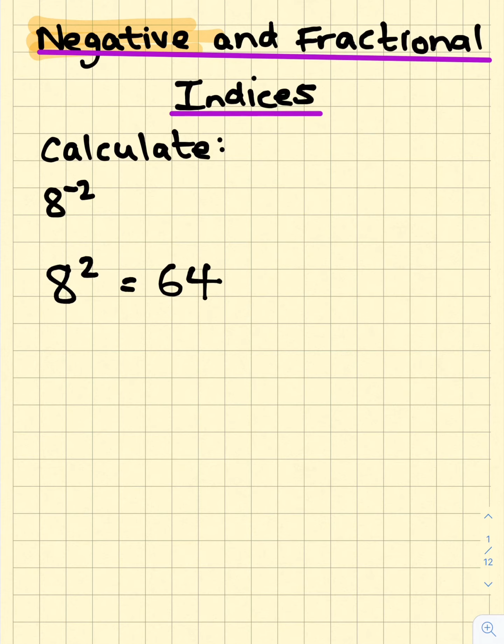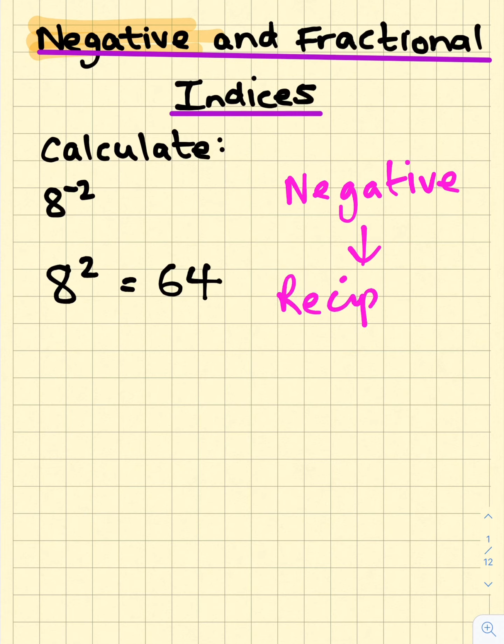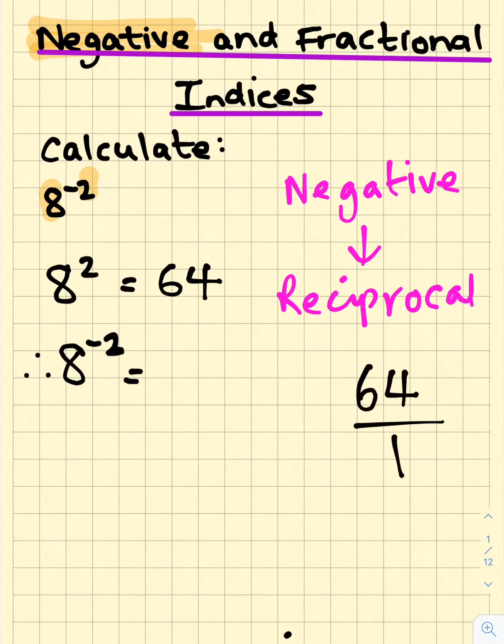Now we have just learned that a negative leads to a reciprocal. So first of all, we have dealt with the 8 to the power of 2, but we haven't dealt with the negative. So that's what we are going to do. When we're dealing with the negative, we take our 64. Therefore, 8 to the power of -2 is the reciprocal of 64. And as we know, 64 we can write as 64/1. So the reciprocal of 64 is in fact 1/64.